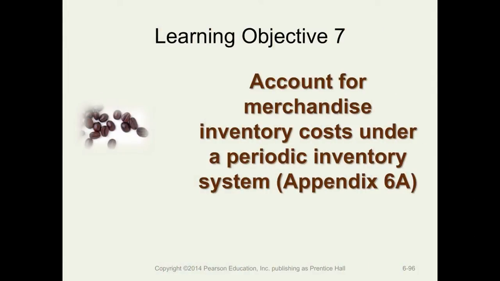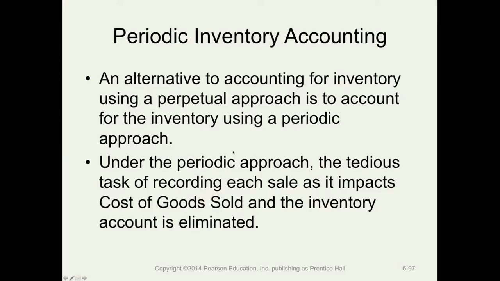In Learning Objective 7, we're going into Appendix 6A, and what I'd like to do here is go over the periodic inventory system and compare it to the perpetual system. We pretty much have been emphasizing the perpetual system. The periodic system is interesting. It can be used for external reporting. As I said, it doesn't make much sense to use this to control inventory because you have to wait until the end of the period before you have any information on ending inventory and cost of goods sold.